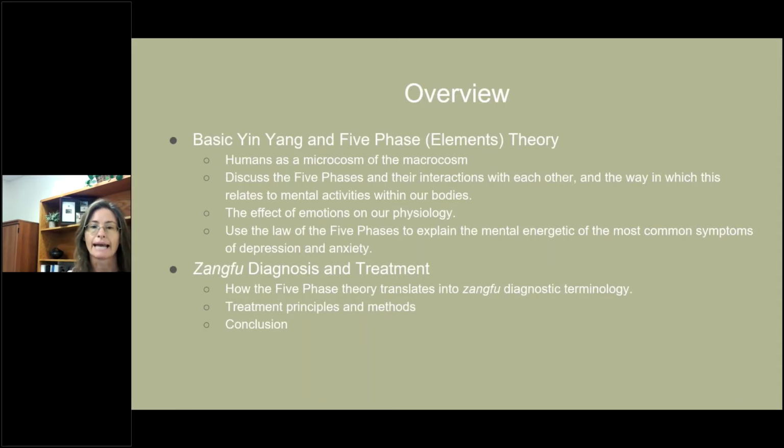So I want to begin today by looking at some of the theories that underlie these principles. We're going to begin with basic yin-yang theory and five-phase theory. We'll be looking at humans as a microcosm of the macrocosm. We're going to discuss the five phases and their interactions with each other, and the way in which this relates to mental activities within our bodies. We'll look at the effect of emotions on our physiology, and we'll use the law of the five phases to explain the mental energetics of the most common symptoms of depression and anxiety. We're going to look at Zang Fu diagnosis and treatment, how the five-phase theory translates into Zang Fu diagnostic terminology, some of these treatment principles and methods, and of course we'll have a conclusion.